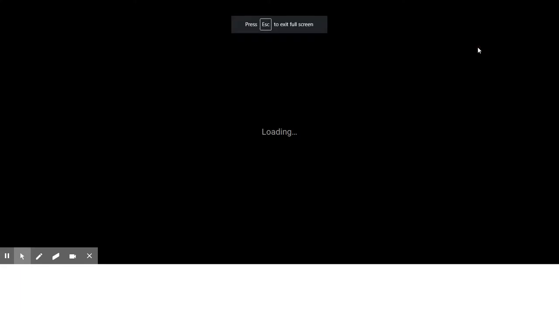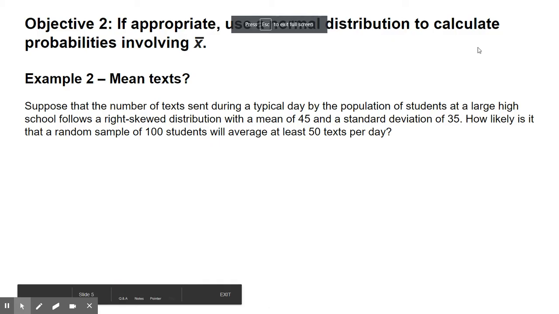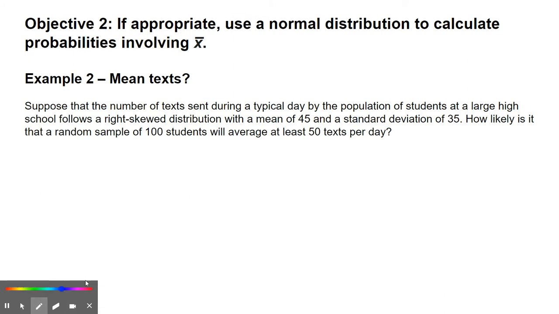All right, so objective 2, now let's solve a problem involving probabilities and a sampling distribution of the sample mean. It says, suppose the number of texts during a typical day by the population of students at a large high school follows a right-skewed distribution with a mean of 45 and a standard deviation of 35. How likely is it that a random sample of 100 students will average at least 50 texts per day? So they make it apparent to tell you that the population is right-skewed distribution. That means that it's non-normal.